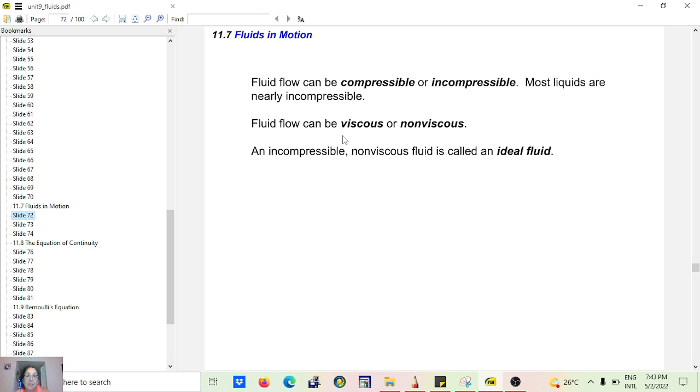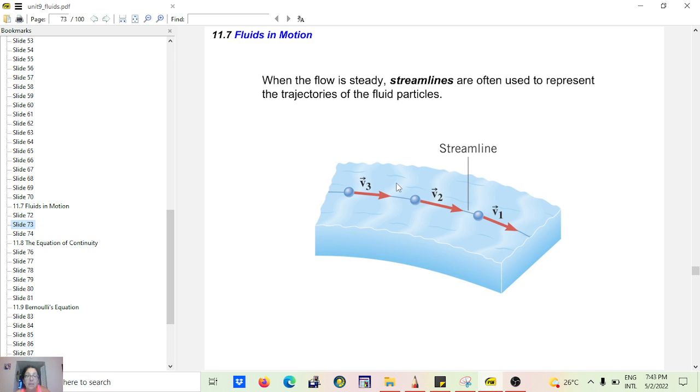We also say that it's non-viscous. You are not losing energy to friction, so we call that an ideal fluid. So this is called a streamline. It's kind of like when we talked about the fields, electric field, gravitational field, we were making those contour lines. So here it's kind of the same. We are looking at the streamlines.